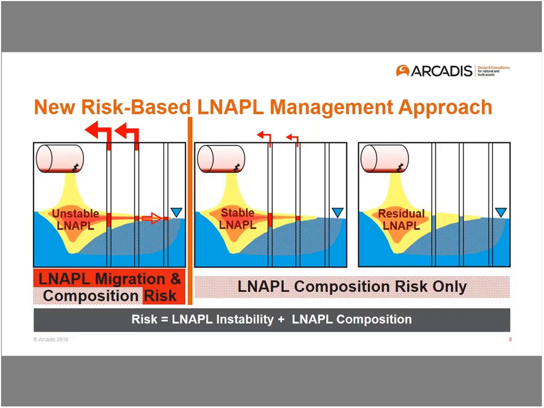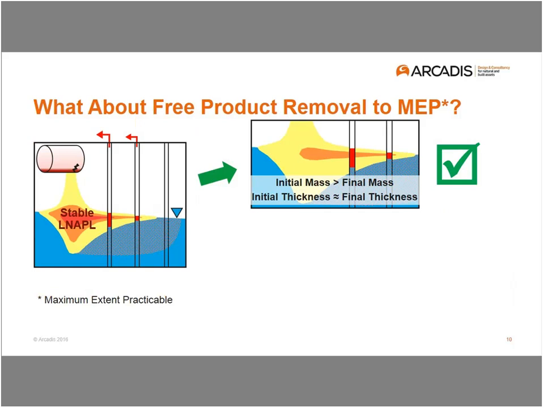So now we want to look at these risks all together. So we're going to look at the risk of LNAPL instability or migration and the risk due to the LNAPL composition. So using this kind of new approach, let's start stepping into what's going on at sites and the value of free product removal. So you've got that stable LNAPL body from the middle panel before. You've got LNAPL in wells. The LNAPL body isn't expanding, so there's no migration risk.